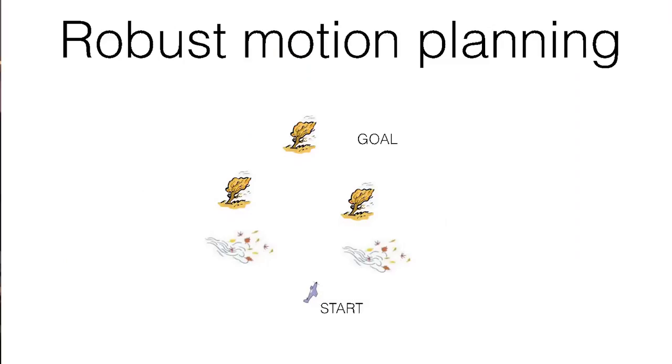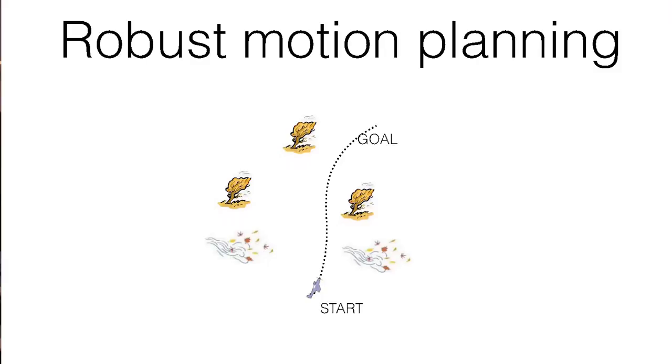So the goal of motion planning is to find a set of control inputs that take you from the start state to the goal state, in this example, without colliding with any of the obstacles. So here, this is one possible path from the start state to the goal state. It just looks nice, like it doesn't collide with any of the obstacles.